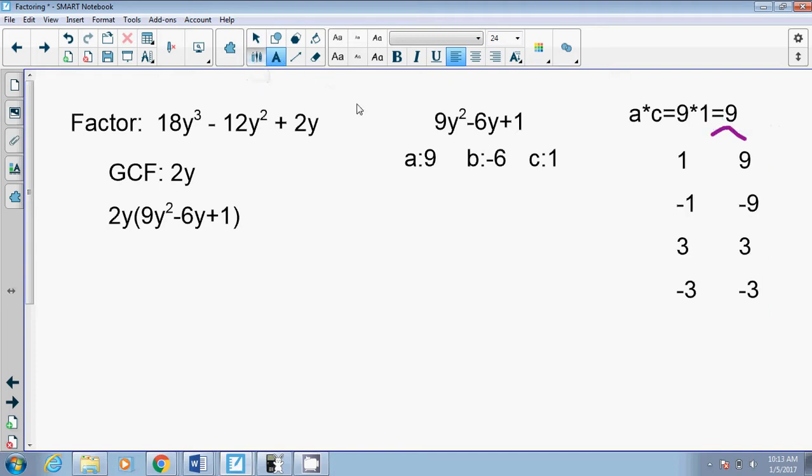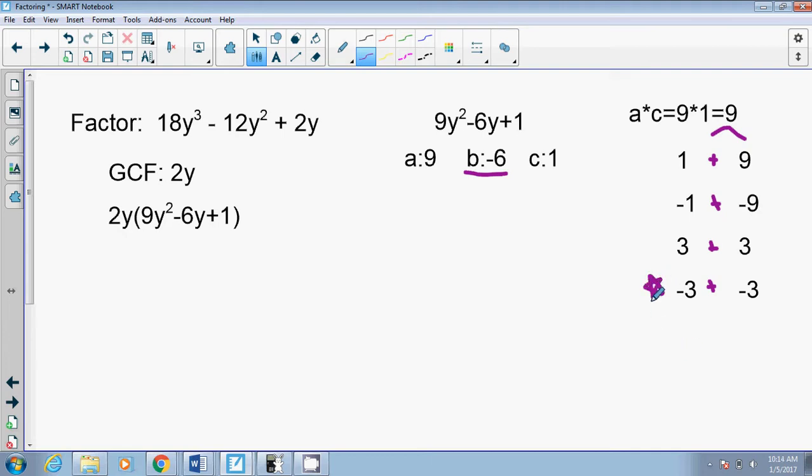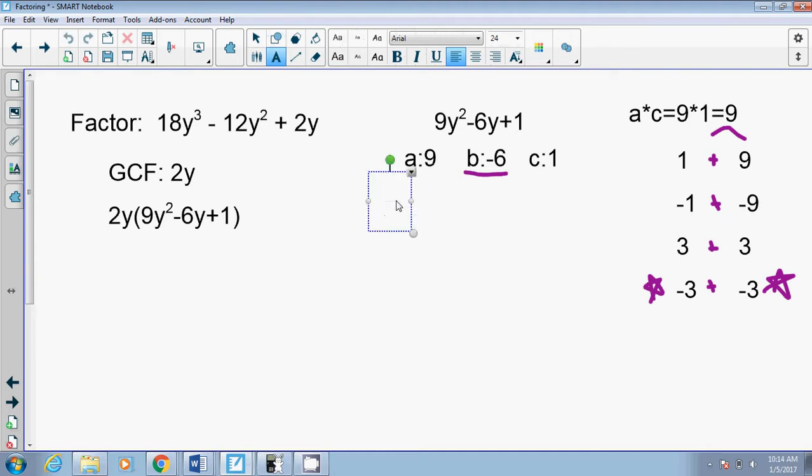All right, so once I have all of my pairs, I check to see which of them add to B. So I'm adding all of these together to figure out which ones add to -6. Hopefully you realize here -3 and -3 add to -6. So I replace that middle term. The 9y squared won't change, and neither will the +1.